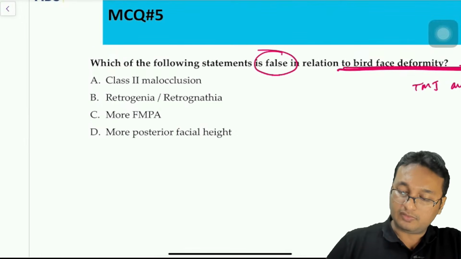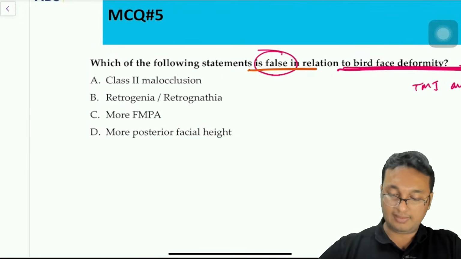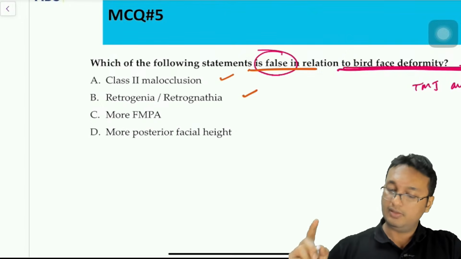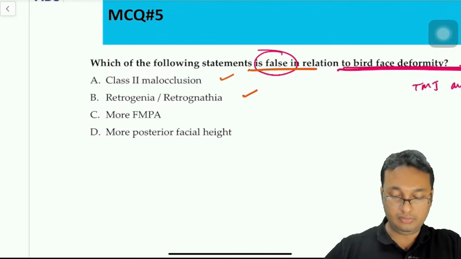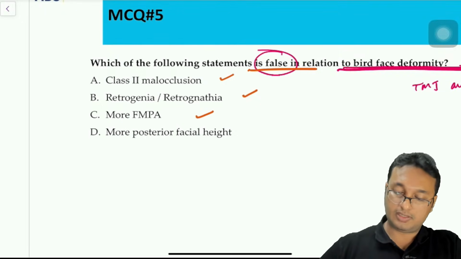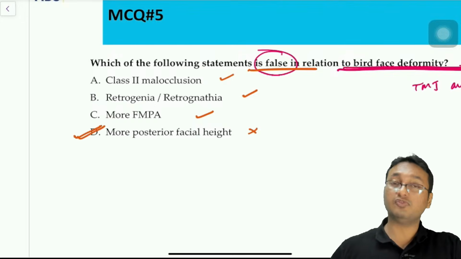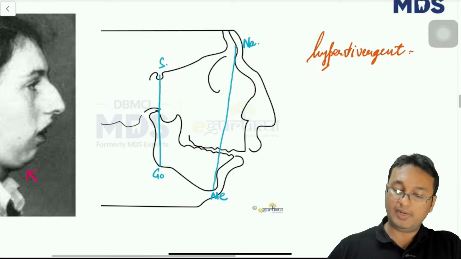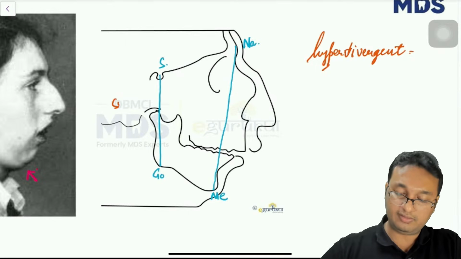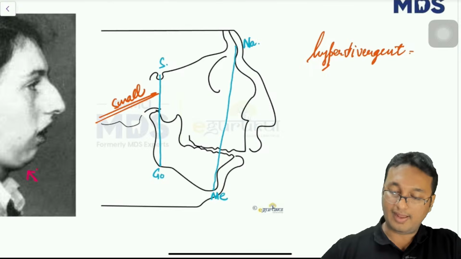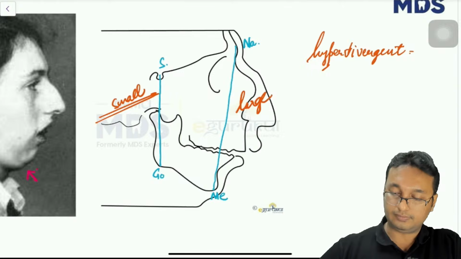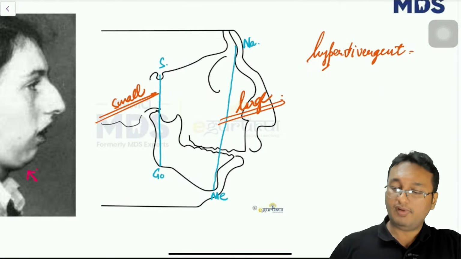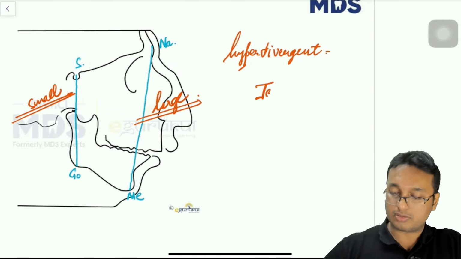Which of the following statements is false? Class 2 malocclusion: I just said the patient has severe retrognathism, retrogenia, retrognathia, more FMPA. FMPA means Frankfurt mandibular plane angle. Yes, that is also true. And more posterior facial height. This is not true. It is false. Now this parameter sella to gonion is very small, whereas the anterior facial height from nasion to menton is large. Now you calculate the Jarabak ratio.